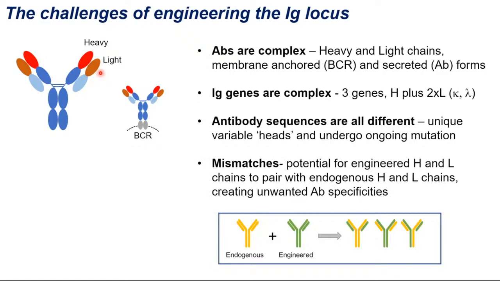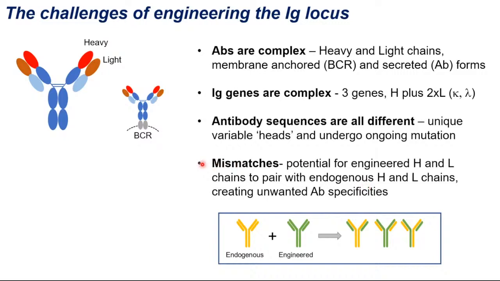And then finally, we have to worry about what I call mismatches. If I go into a cell that is already making its own antibody with random heavy chains and light chains, and I introduce foreign ones, then there's nothing to stop those mismatching, giving different green and yellow combinations. Because the heads are then going to be made of different combinations of heavy and light chains, I'm going to start creating completely random antibodies that could create problems, that could start to attack something in the body. So lots of problems to think about.